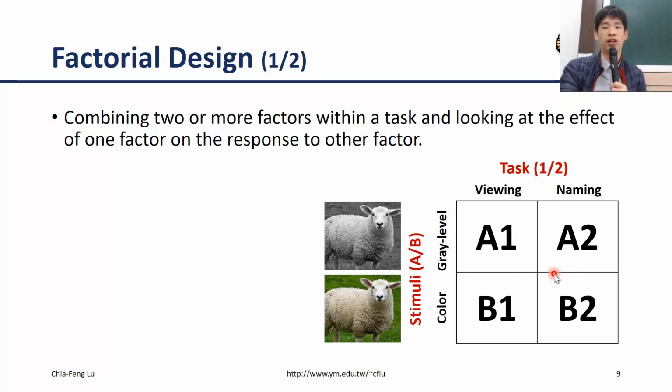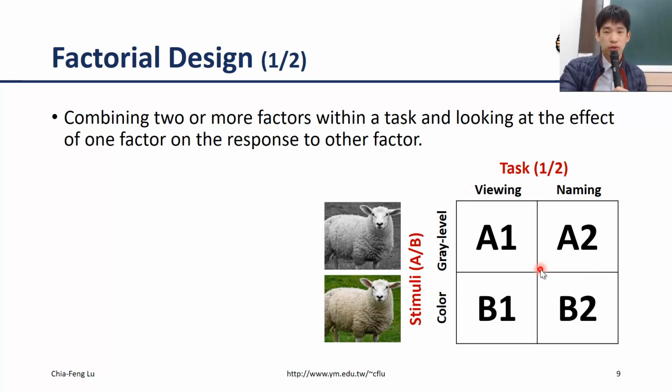You actually have 4 different combinations. For example, display the gray level image, and the subject only needs to do the viewing task. Another condition, A2, is displaying the gray level pictures, but the subject needs to name what kind of picture he's looking at. Another one is a color picture, only viewing. That is B1. Another one is a color picture, and the subject needs to do the naming task. This is B2. So when you do this 2 by 2 factorial design, you will have 4 different conditions.